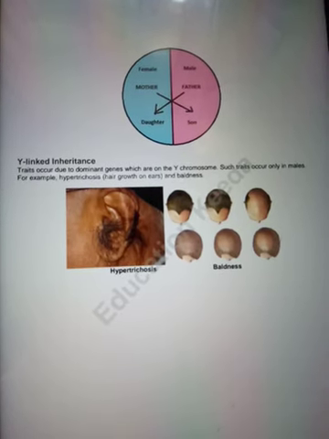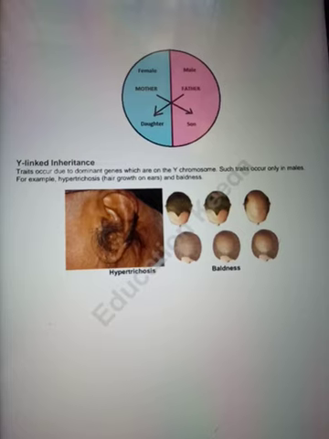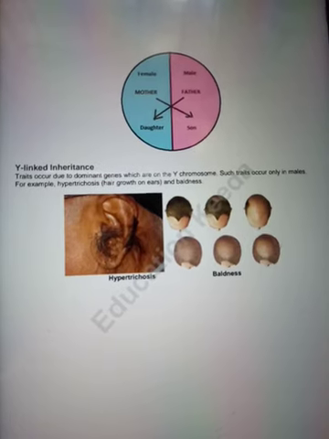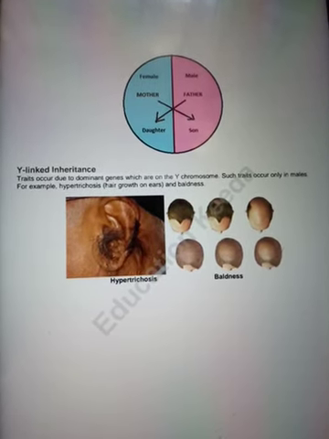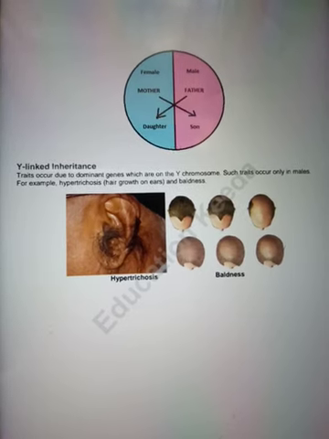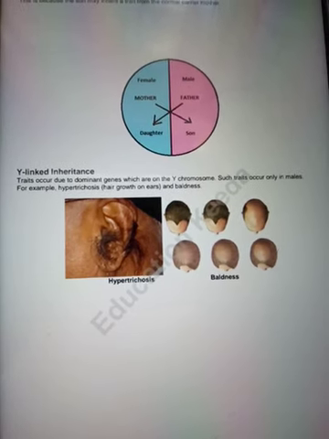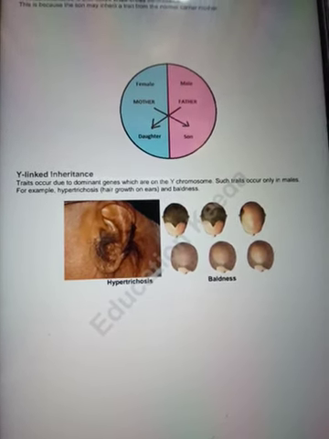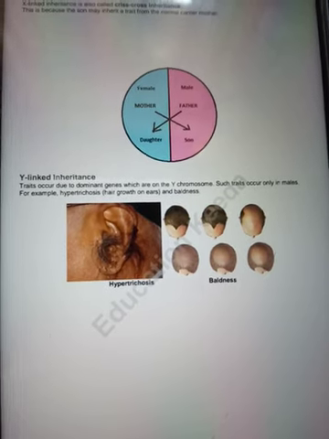Another one is Y-linked inheritance. These are defects that occur in the dominant gene which is on the Y chromosome, and this mostly occurs in males. For example, hypertrichosis, and another one is baldness.